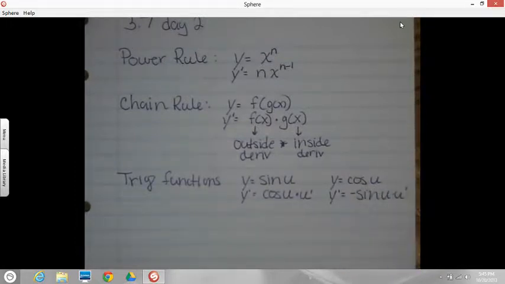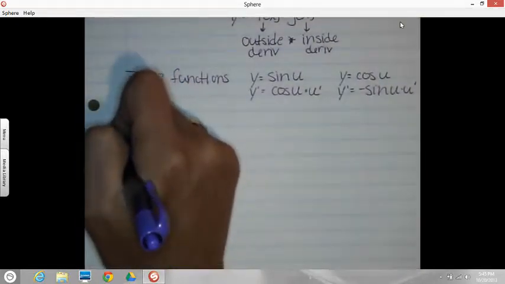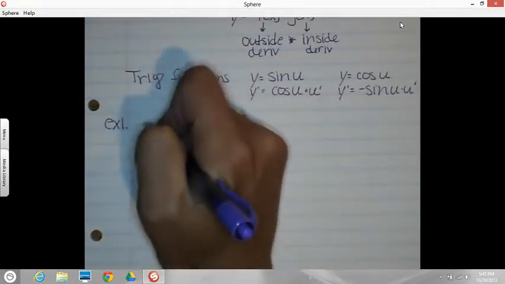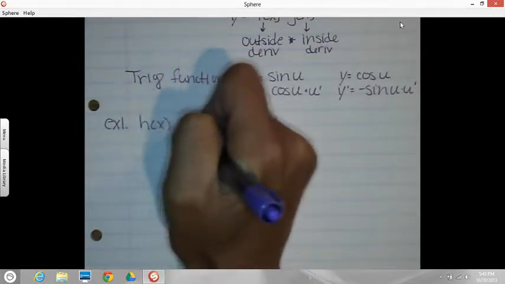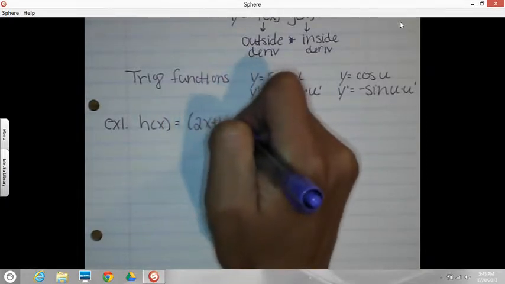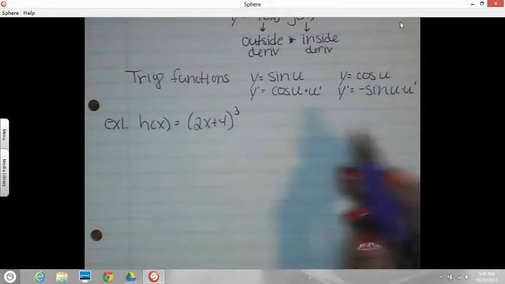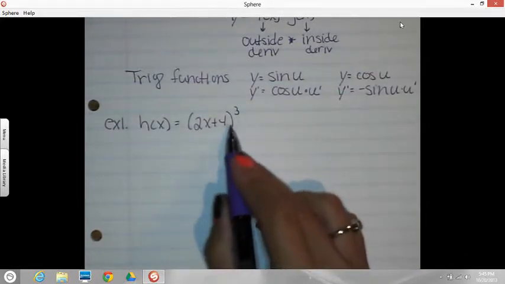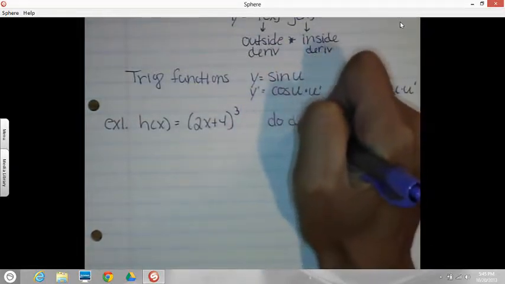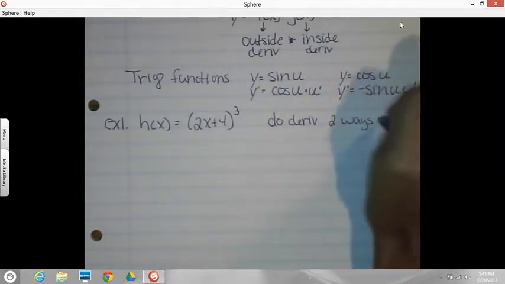And today's just examples. So let's do the first one. This author is real big on doing things a couple different ways. So this first one, h of x equals the quantity 2x plus 4 cubed. We want to do this derivative 2 ways and show that they come out the same. Because before chain rule, we did this by expanding with Pascal's triangle. So derive it 2 ways and show that they're the same answer.